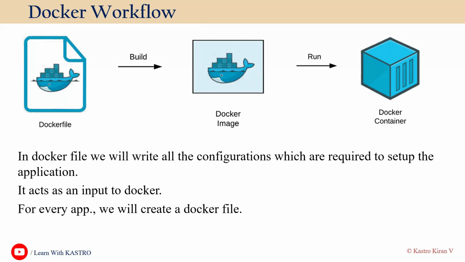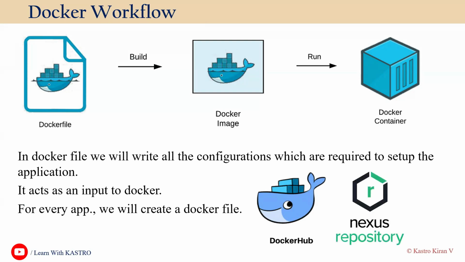This is the workflow. Once we create the Docker file, we build the Docker image from the Docker file. Once the Docker image is built, we run the Docker image and then we create the Docker container. The images that we have created, we can store either in Docker Hub, which is a public repository, or in a private repository such as Nexus and the JFrog repository. So this is how Docker will work in real-time scenarios.